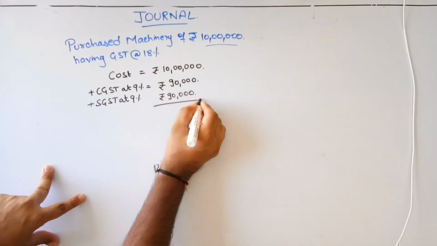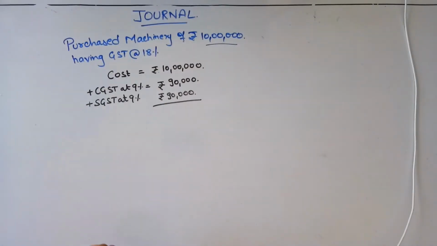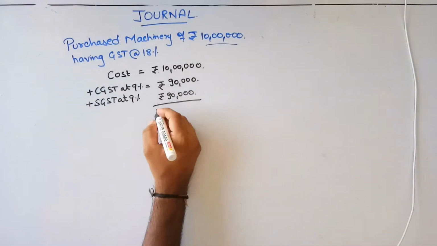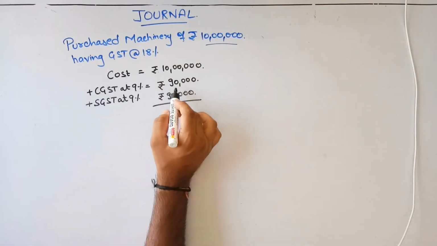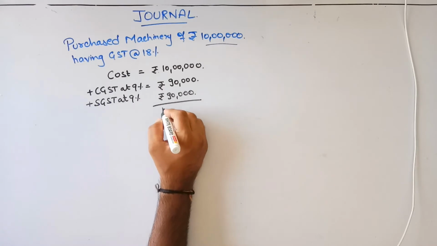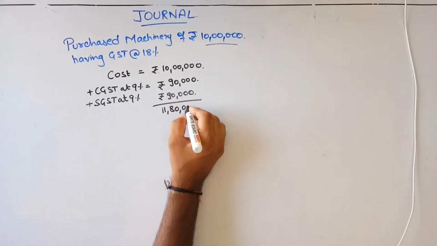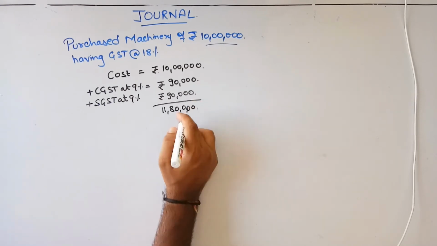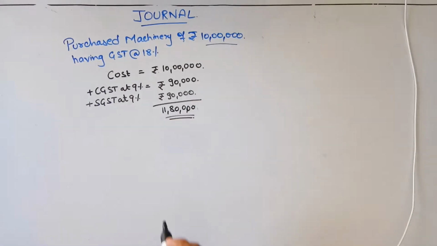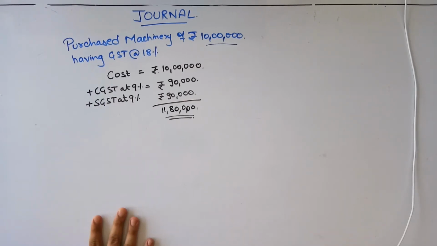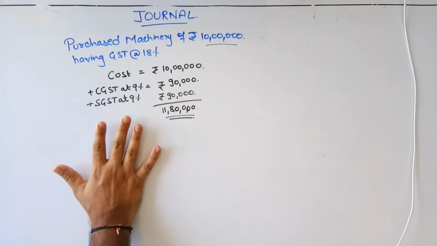So my total value of the asset will be how much? This is 10 lakhs and this is 90,000 and 90,000. Okay guys, so the value comes to 11 lakhs 80,000. Understand this thing, it is very important. Calculation of GST, whether it be a purchase or a sale, whatever it is, we need to understand this concept.